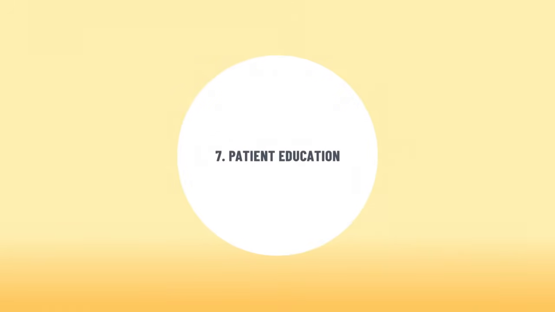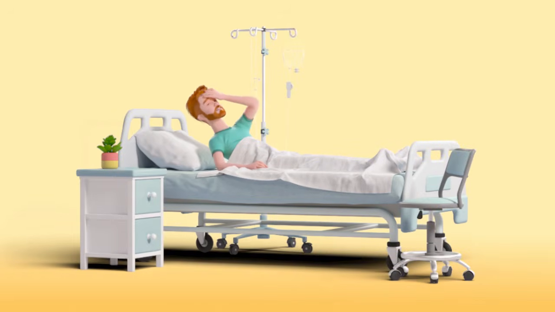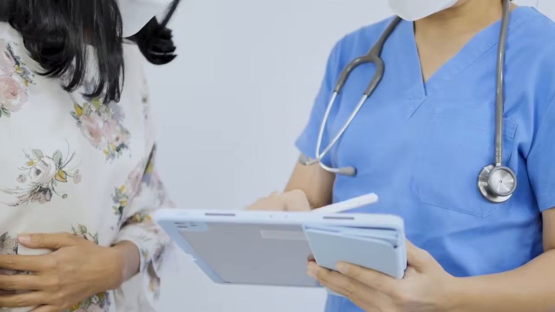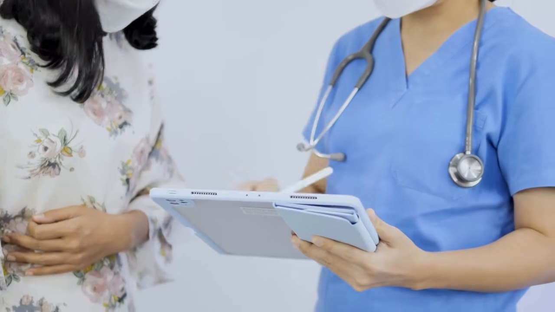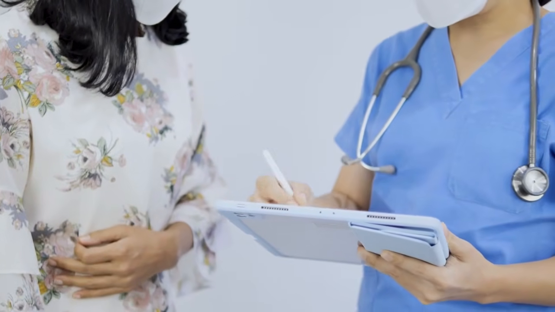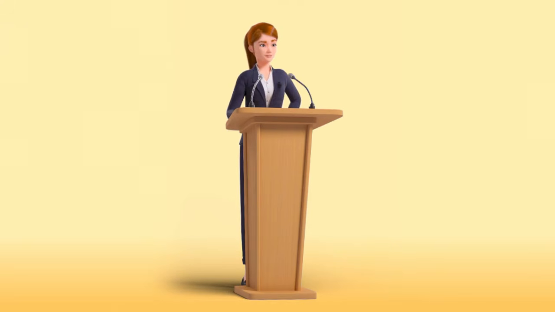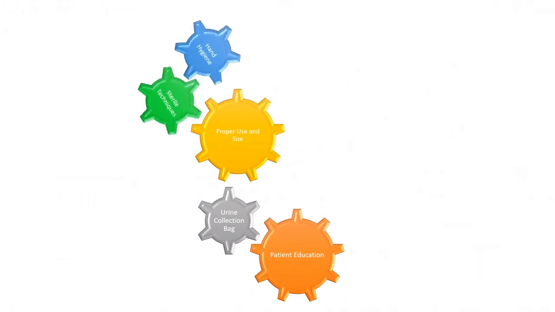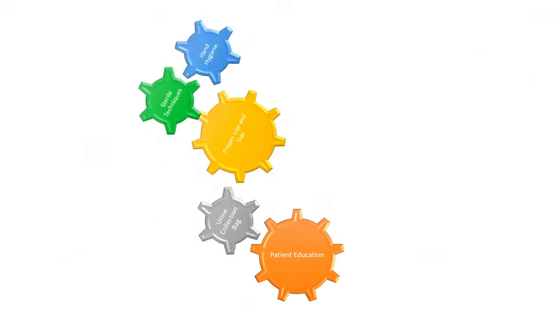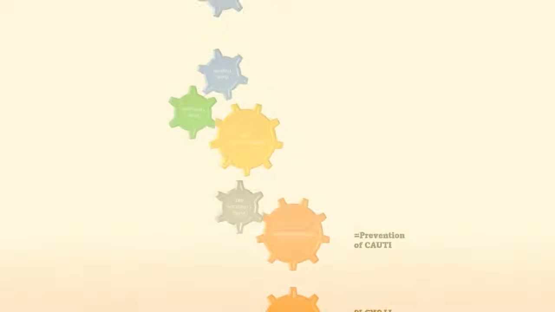Finally, patient education. Patient education plays a crucial role in preventing infections. It's essential that patients and their caregivers understand the importance of infection prevention measures. Educate them on proper hygiene, their role in catheter care, and when to report any signs or symptoms of infection to healthcare professionals. Preventing catheter-associated urinary tract infections requires a holistic approach. By implementing proper hand hygiene, following sterile techniques, ensuring appropriate catheter use, maintaining urine collection bags, and educating patients, we can significantly reduce the occurrence of CAUTI.